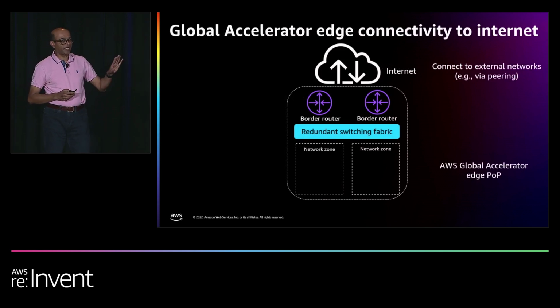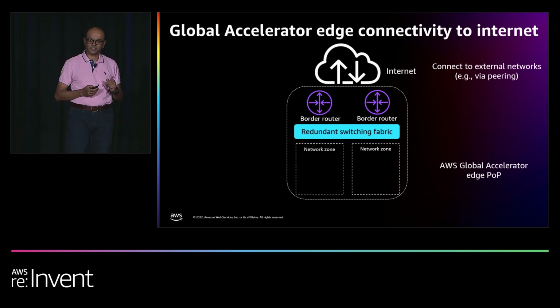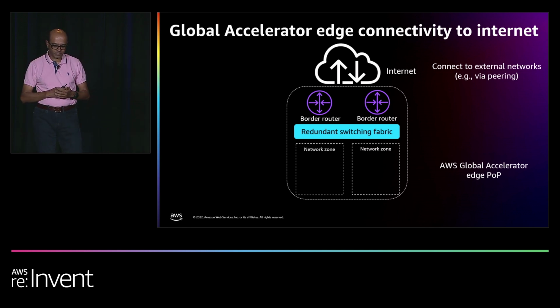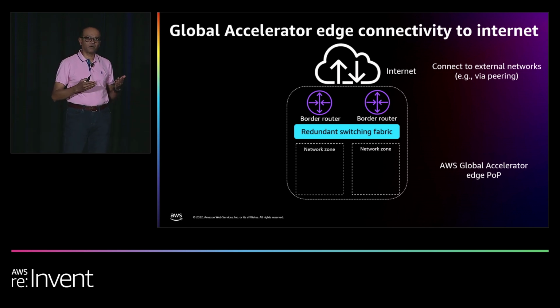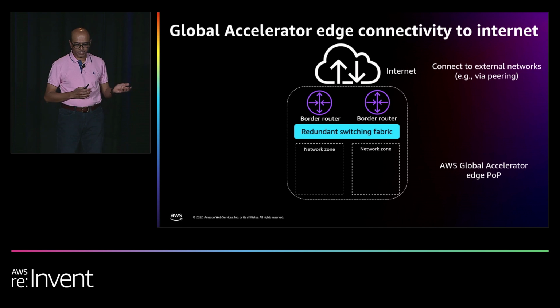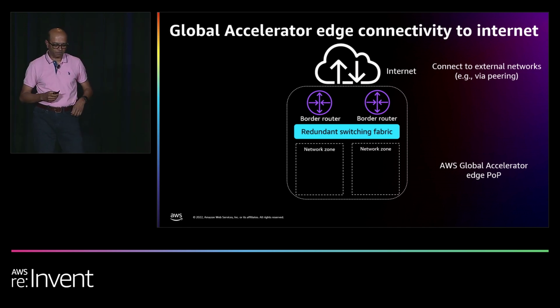So first off, our edge points of presence are connected to the internet via our border network at our transit centers. This is where Global Accelerator peers with external networks, i.e. the autonomous systems, or what is popularly called in networking lingo ASNs. Traffic from these ASNs traverses a border network before it is processed by the Global Accelerator stack.